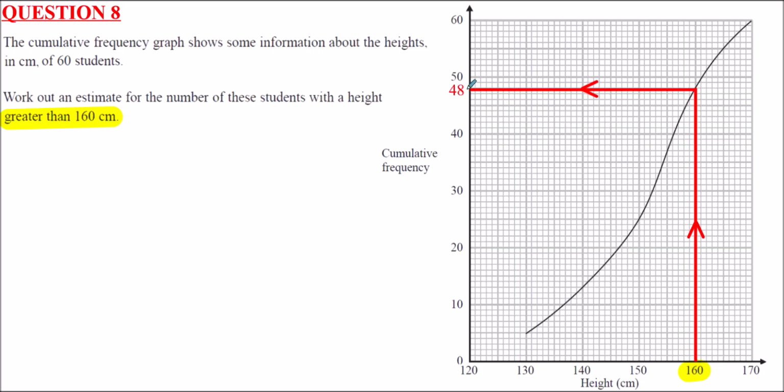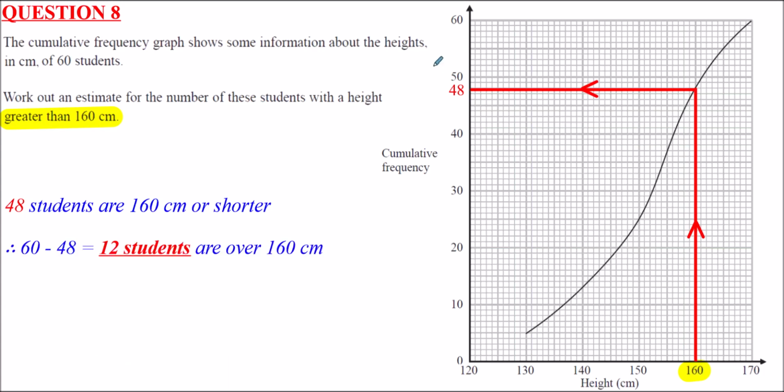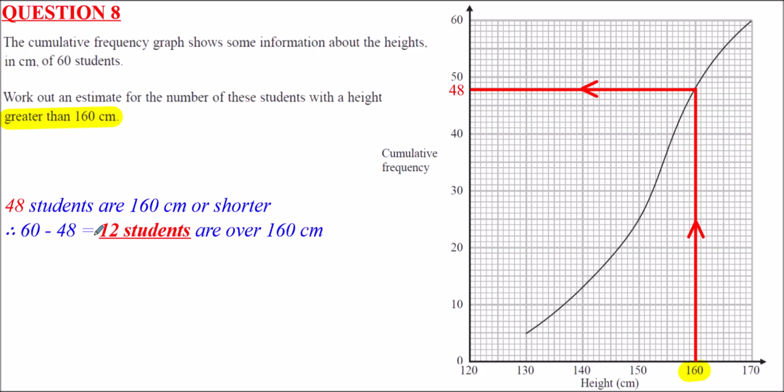That tells us that 48 people and fewer were 160 centimetres or shorter. So 48 students are that height or shorter, but for 60 students in total, that must mean the other 12, therefore, have to be taller. So based on that, we just need to do 60 take away 48. In other words, 12 students are over 160. And that's our final answer. Number of students greater than 160 centimetres is just 12 students.